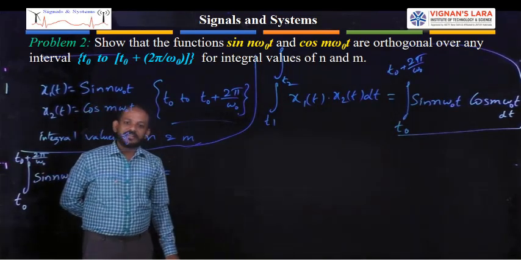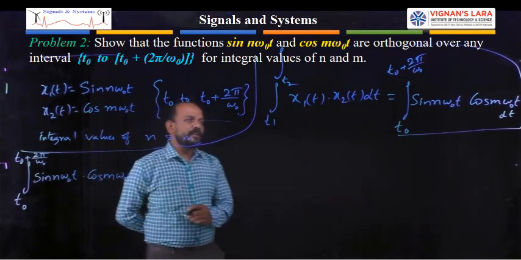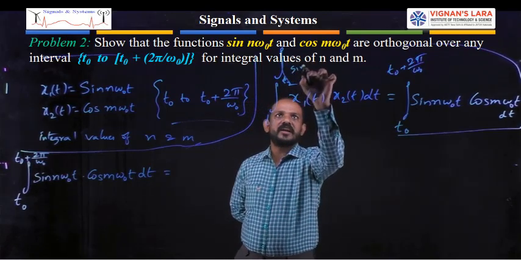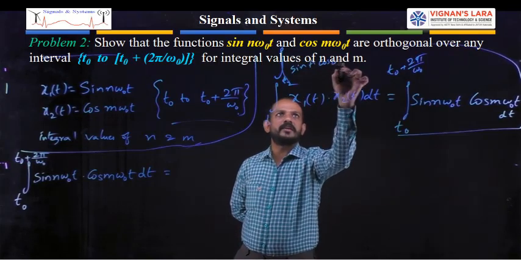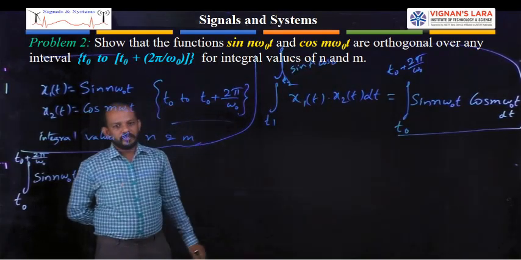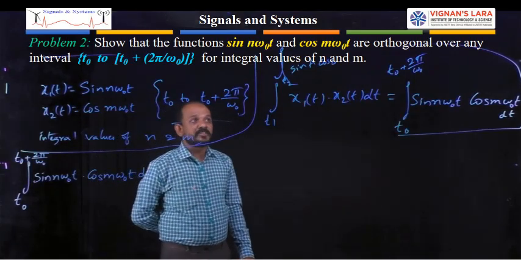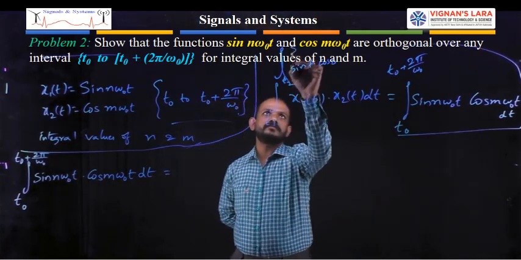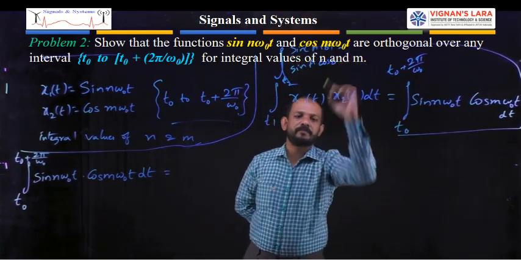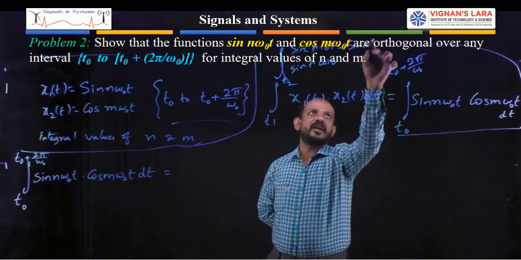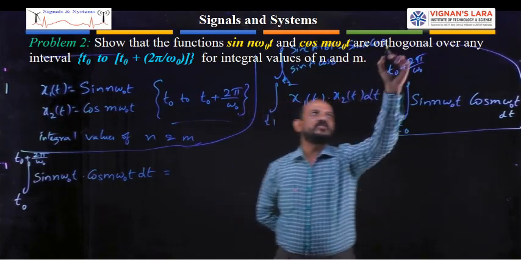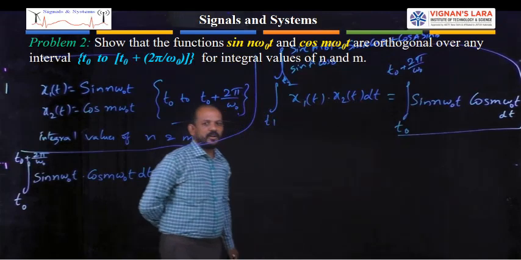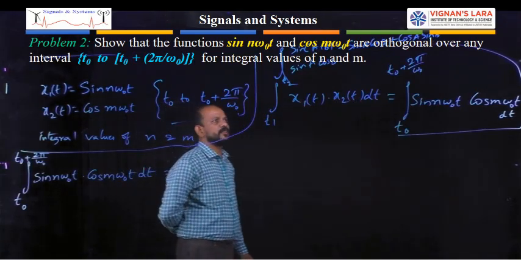What is the formula for sine A cos B? Anyone tell me the formula. How can you get it? First, for this I need the formula for sine of A plus B. Everyone knows sine of A plus B: sine of A plus B equals sine A cos B plus cos A sine B.